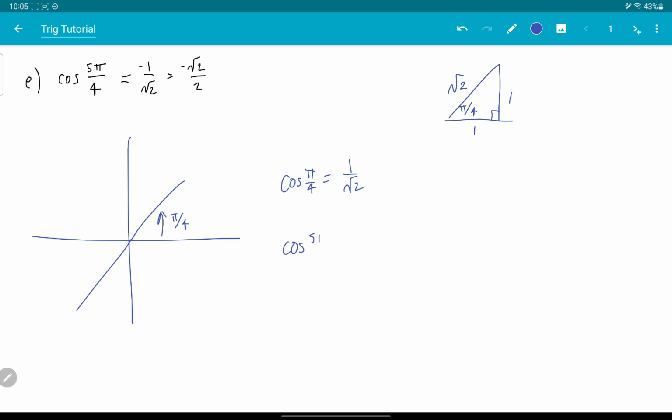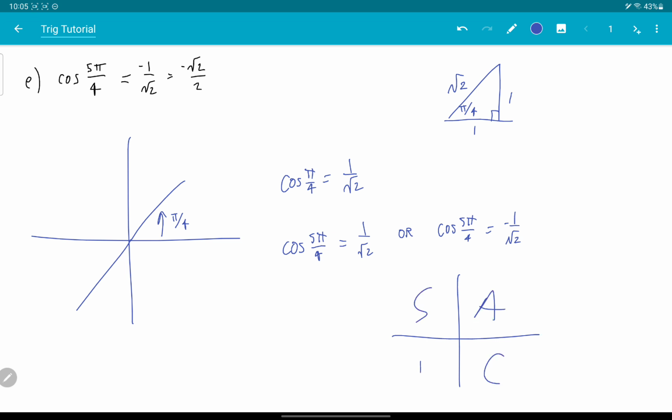So cosine of 5 pi over 4 will equal either 1 over root 2 or negative 1 over root 2. It can't be both of these things, but which one is it going to be? Cast rule, C-A-S-T. My 5 pi over 4 is down in my third quadrant, so the cosine must be negative. So I throw this one away. That's my answer there.